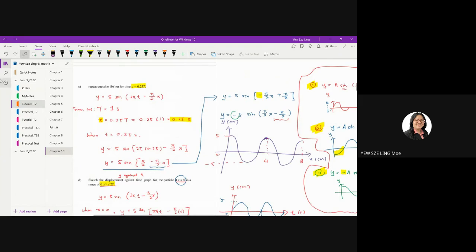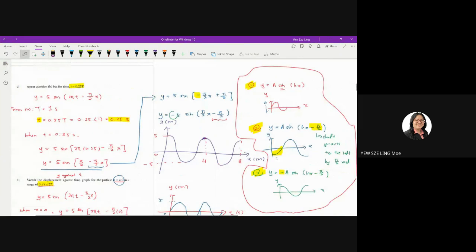So this one, I let you copy it. If you don't know how to shift the graph, then you look at just the value. If it is negative, then you start from negative. If you have positive, then you start from positive amplitude. That would be easier.